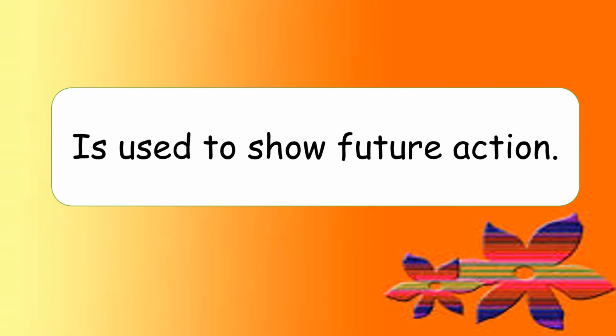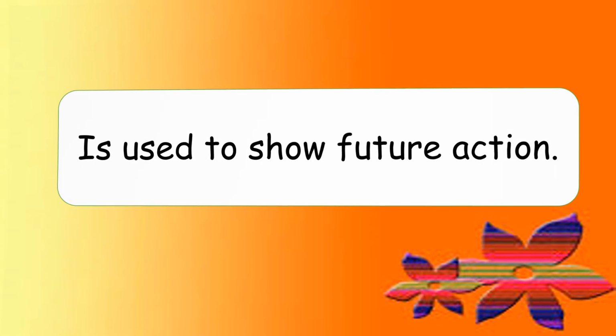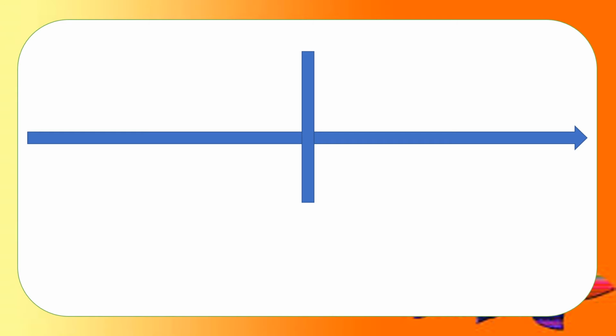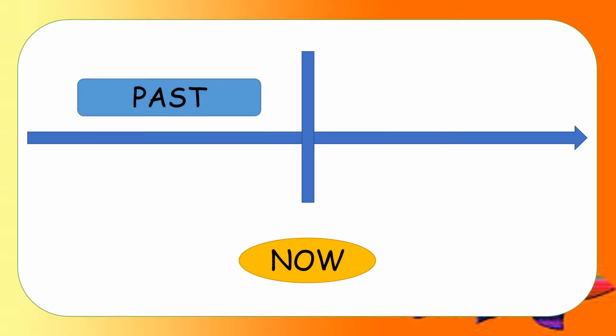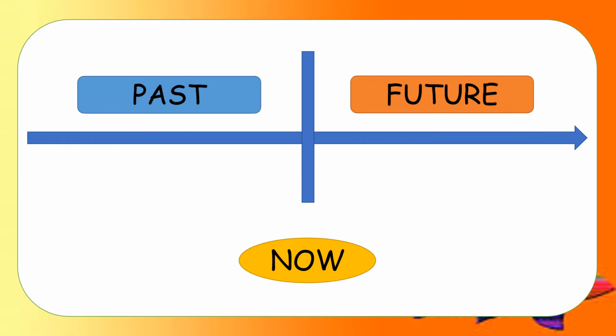The simple future tense of the verb is used to show future actions. The time is now. This is our present. Everything that happened before now is the past. And everything that will happen after now is the future.